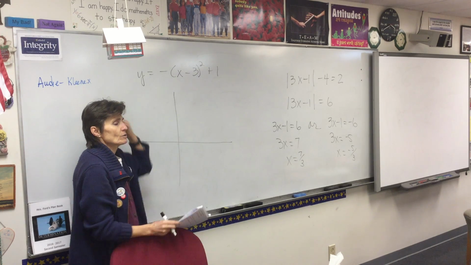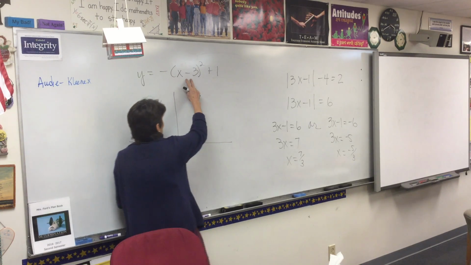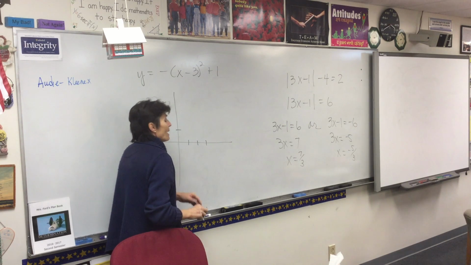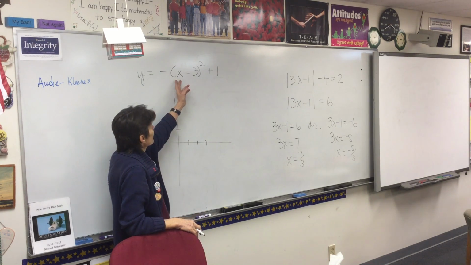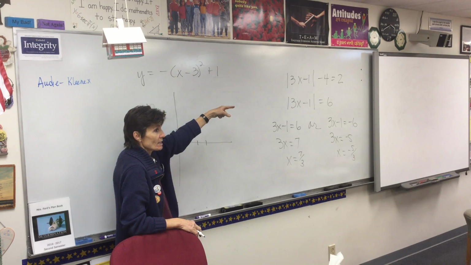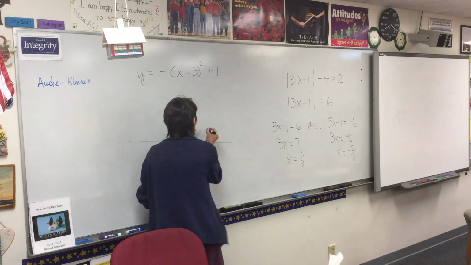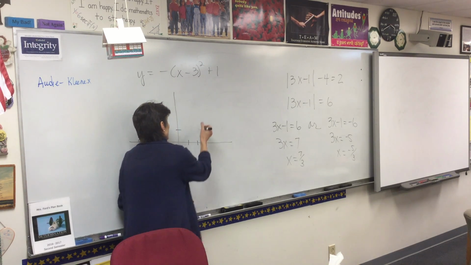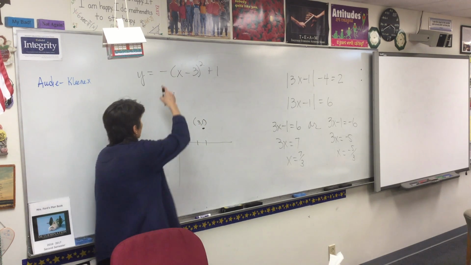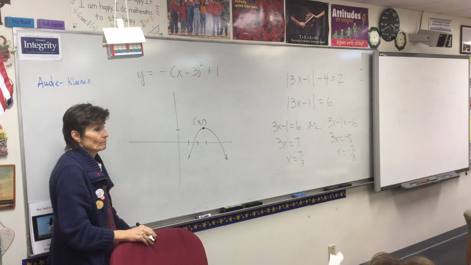Can you tell where the vertex or the turning point is? At 3, 1. Remember all that work we did back in the beginning of the year. When you have an x minus 3 inside the parentheses, it shifts you 3 units to the right, and a plus 1 on the end takes you up 1. So you have a vertex at 3, 1, and a parabola opening down, and that's all you have to do.